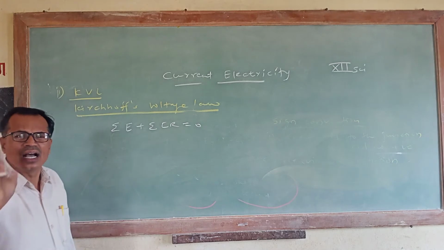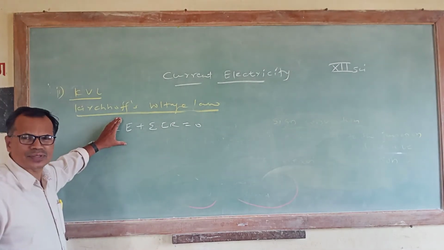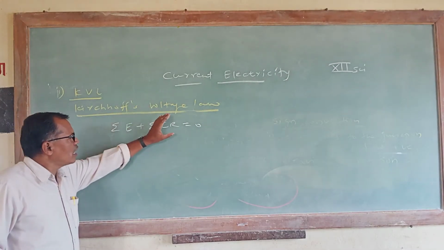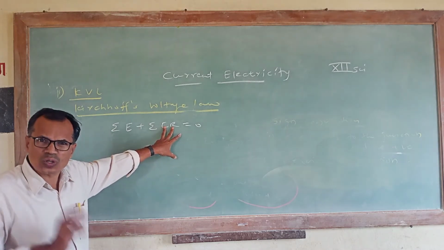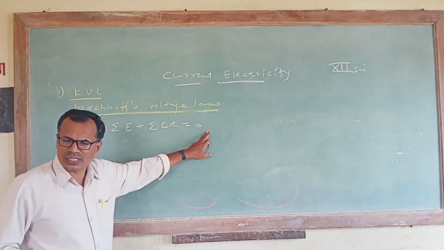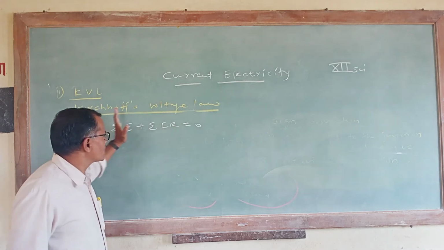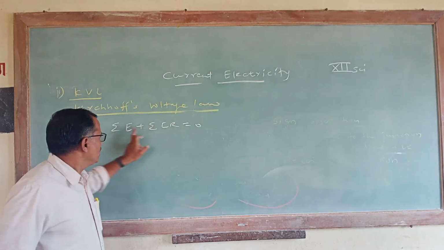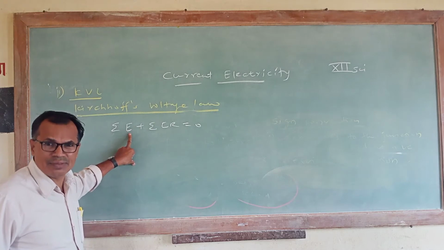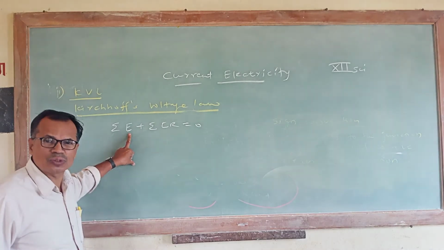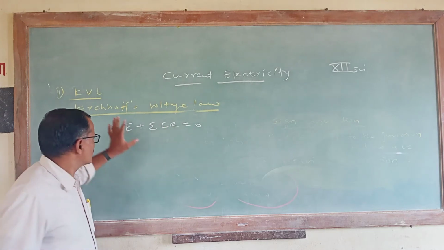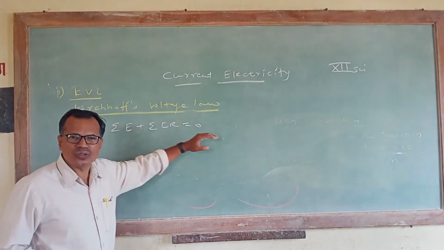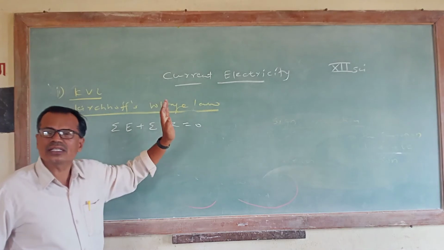Or we can say that the algebraic sum of EMFs and the product of current and resistance in a closed circuit is equal to 0. Summation E plus summation IR is equal to 0. E means the electromotive force, that is called EMF. And IR is the product, current into resistance. This is Kirchhoff's second law.